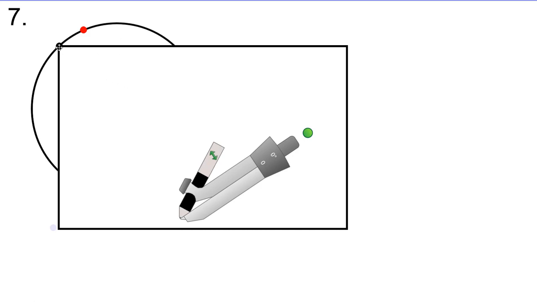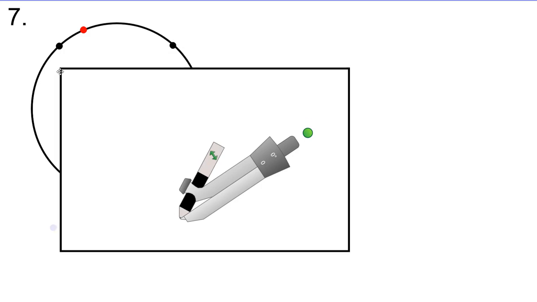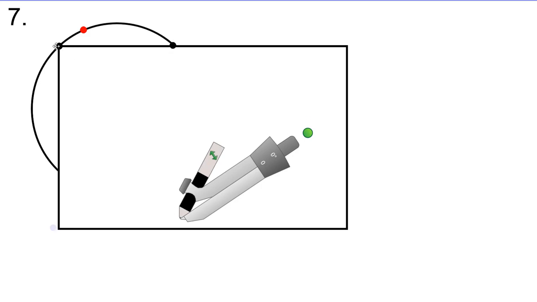And then once you've done that, what I want you to do is plot the other 2 points where it intersects the circle. There we go. Now what we've just done here is we've created a right triangle. If I connect the line from here to here, and from here to here, and here to here, that's going to be a right triangle, right?